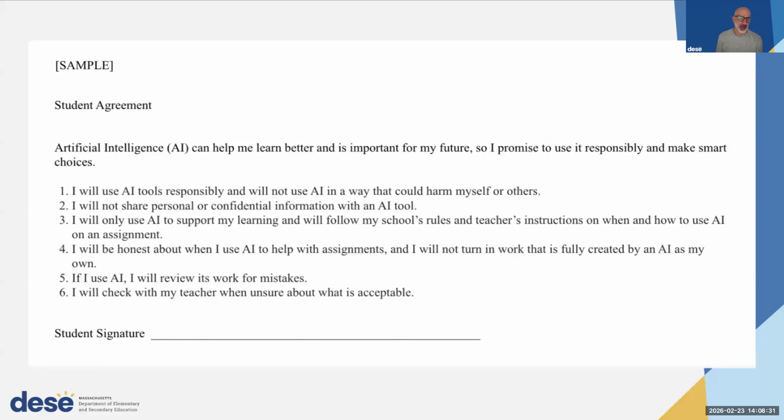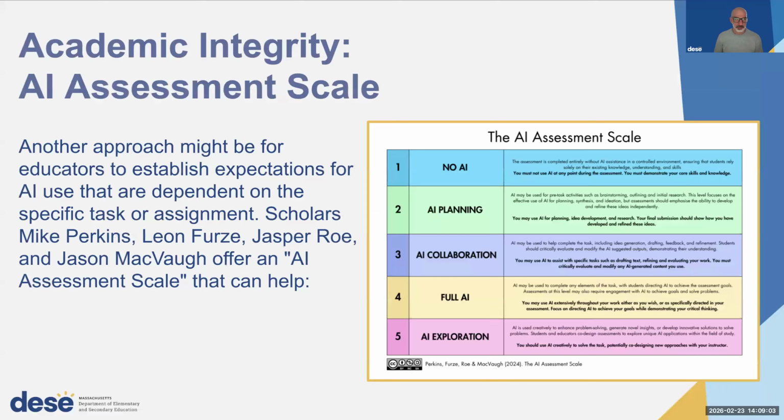And here's the sample around how AI can help me learn better. It's important for future use, so my goal is to use it responsibly. I'll use AI tools that won't harm others. I won't share any personal or confidential information. That's that student data privacy piece. I'll use it in ways that support my learning and really follow my school or my teacher's instructions or guidelines. So I think that's really the key one there, bullet point number three, that we can think about, maybe even integrating that into your own personally designed academic integrity statement.